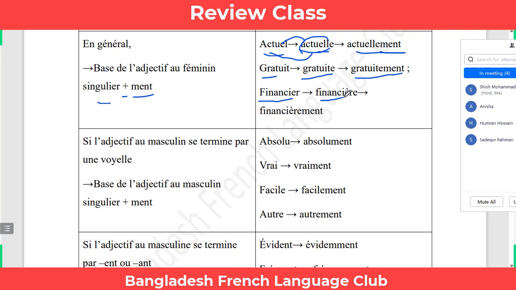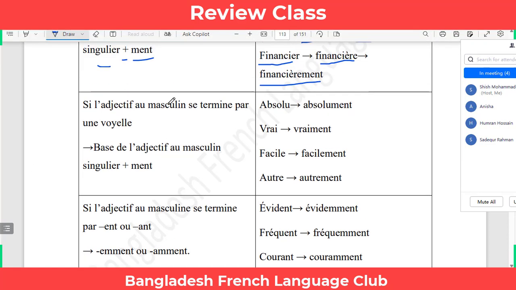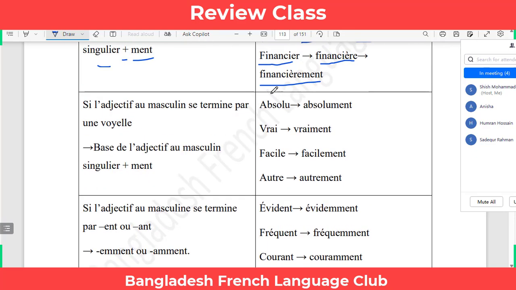Financier, financière, financièrement. And there is something else: si l'adjectif au masculin se termine par une voyelle. If the adjective ends with a vowel, then what happens? Base de l'adjectif au masculin singulier plus ment. So here, no change is needed. We just need to add the ment. Absolu, absolument, vrai, vraiment, facile, facilement.